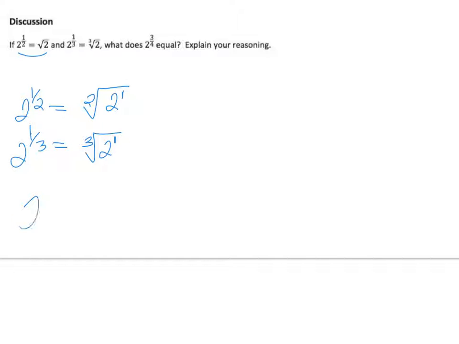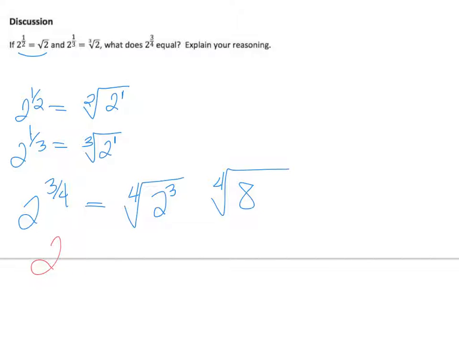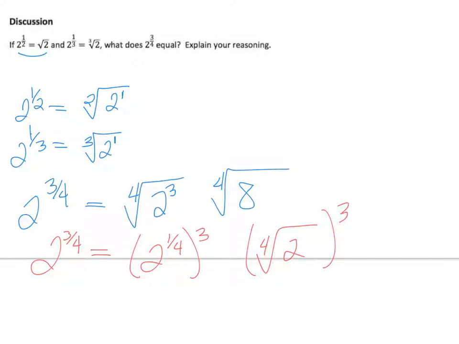Well, let's try it. 2 to the 3/4 equals the fourth root of 2 to the third power. That's sort of cool. 2 to the third power is 8. I don't have a fourth root of 8 though, so that doesn't really help. But let's look at it this way too. Let's look at it a different way. 2 to the 3/4 is the same as 2 to the 1/4 times 3, right? Or the fourth root of 2 to the third power. It works.